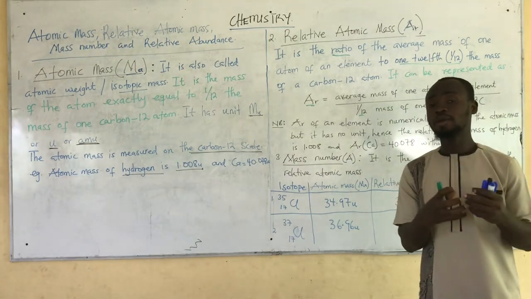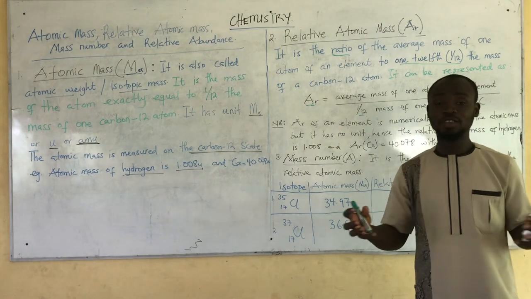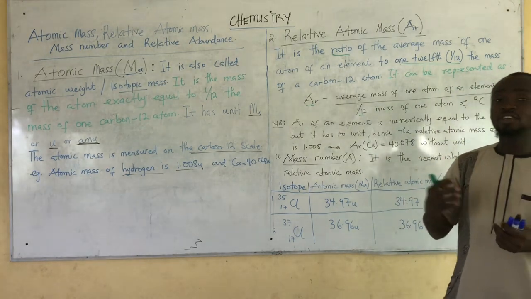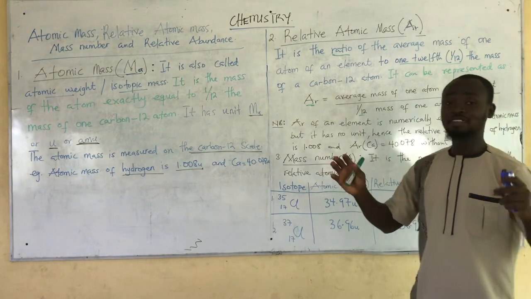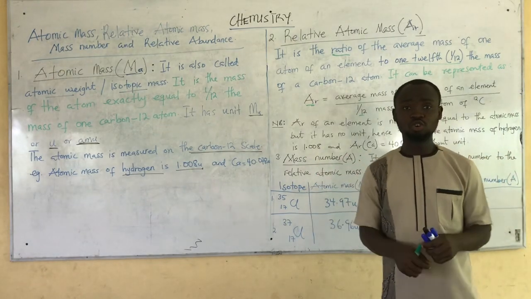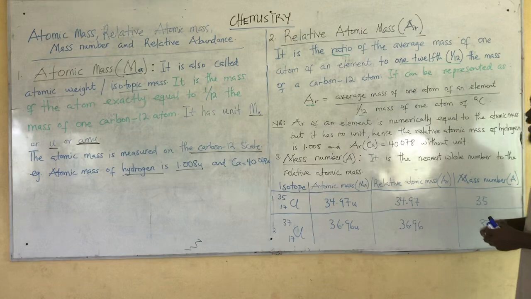Numerically, the relative atomic mass and atomic mass are the same. But it is just that atomic mass has a unit of U, AMU, or mu, but relative atomic mass has no unit. Is that okay? So over here, I gave an example.